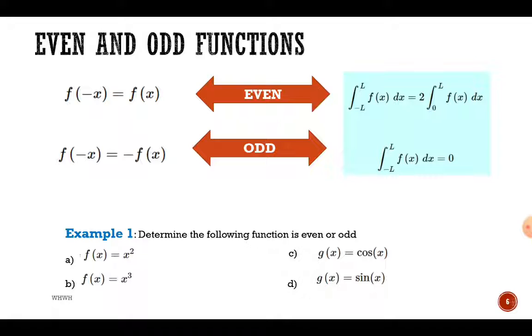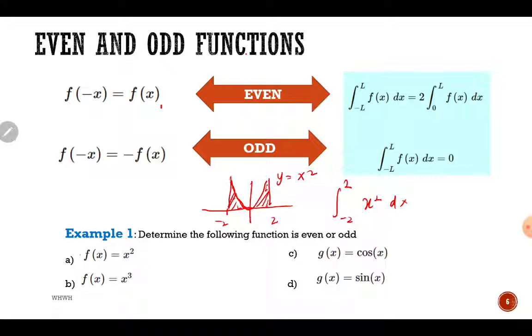Kalau function tu is an even function, kita tak perlu nak susah-susah integrate from negative L to L. Ataupun macam graf ni, y equals to x square. Integration from negative 2 to 2, for example, of x square dx. This is negative 2. This is 2. We can see integration from negative 2 to 2 is area under the curve from negative 2 to 2.